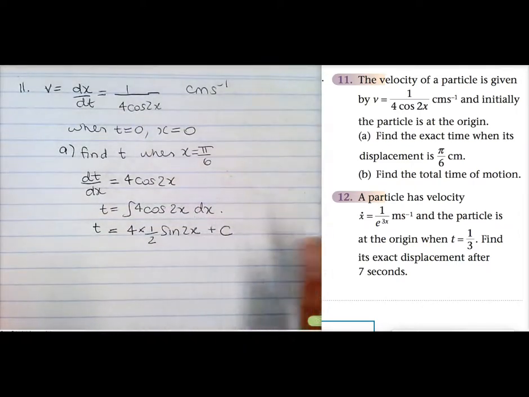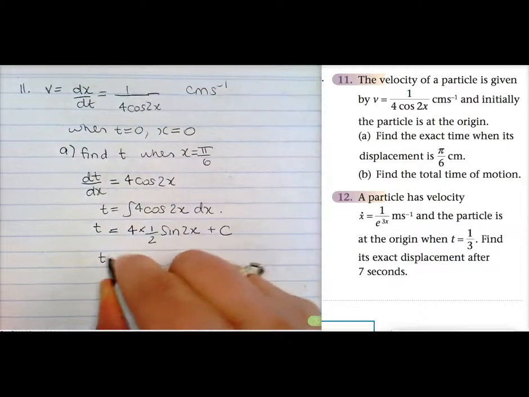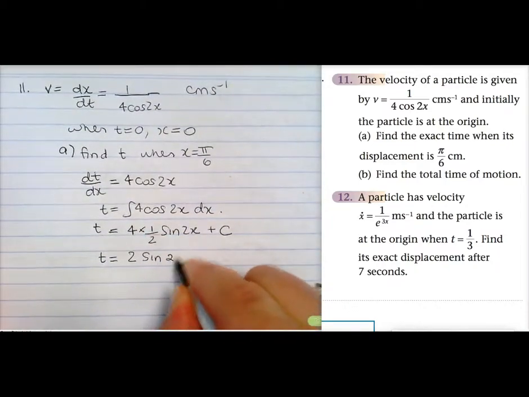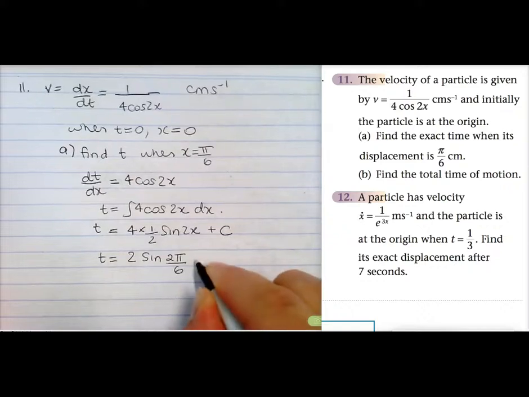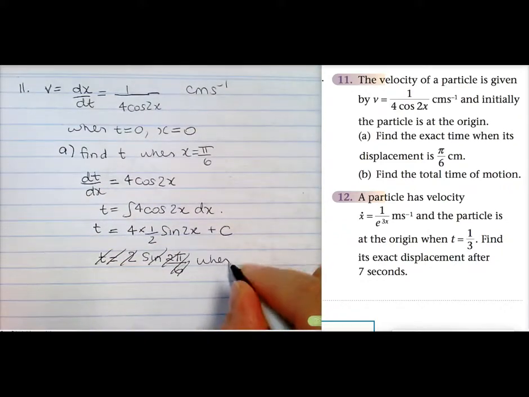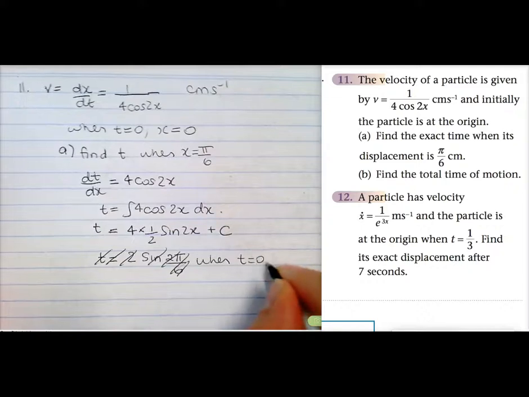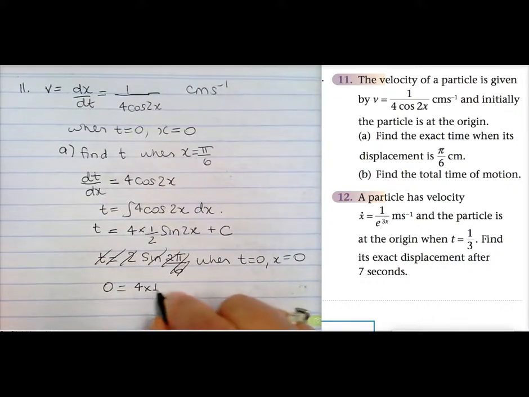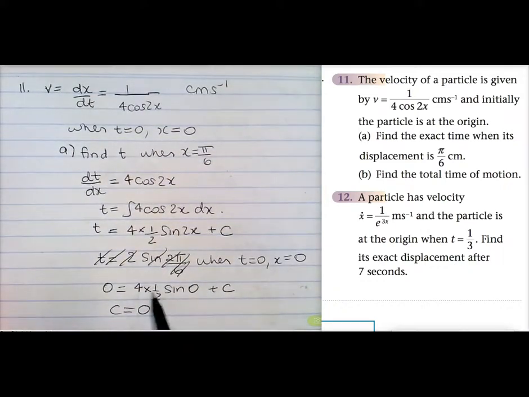So we're going to substitute. No, we're just finding t when x is pi on 6. So 4 times a half is 2 sine 2 pi on 6. Oh, wait a sec. What am I doing? Thank you. I just noticed, when t is 0, x is 0. So we get 0 is 4 times a half sine 0. What's sine 0? You get c is 0, because that's 0.